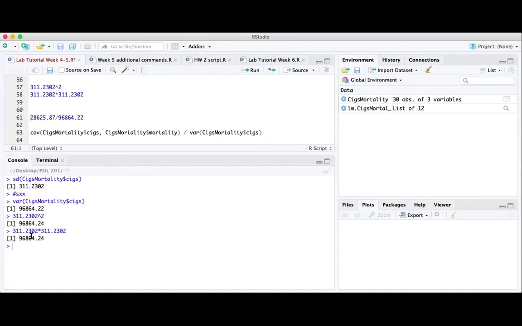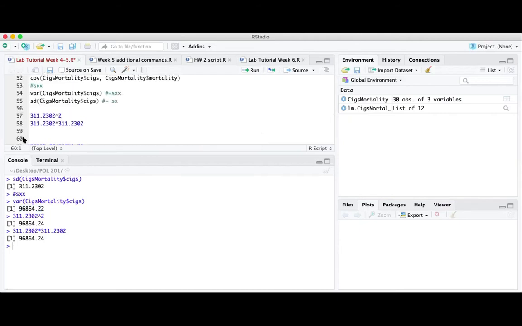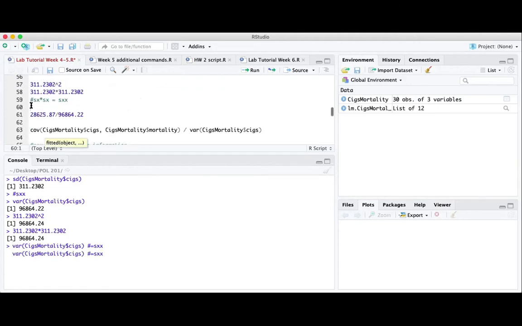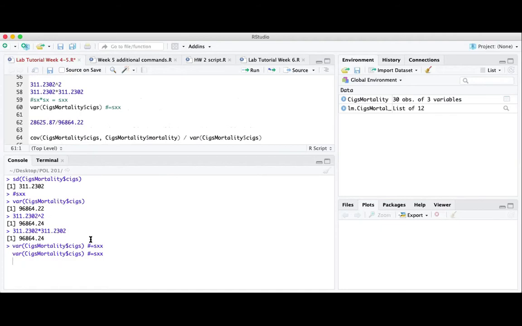So whether you're squaring it or multiplying by itself, you get the same value as the variance using the variance command. So again, this is just a reminder that SX times SX equals SXX. And then I can do the same thing with the mortality rate variable. Oops, that's not what I wanted. Come on, there we go. Sorry, I just kept on pasting on here on the console.